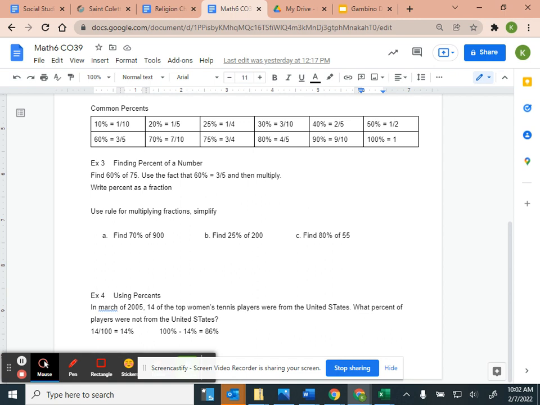I think there's supposed to be a percent sign here. 14% of the top women's tennis players are from the United States. What percent were not? So 14% are from the United States. What would be the opposite? Tristan? 86. Because 100 minus that 14 leaves us with our 86%, the opposite of it. If 14% are from it, then that means the other 86% would not be from it. So you have to think about what those word problems are telling you and how to figure out your information.